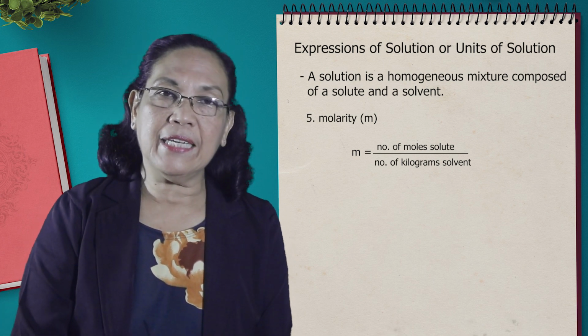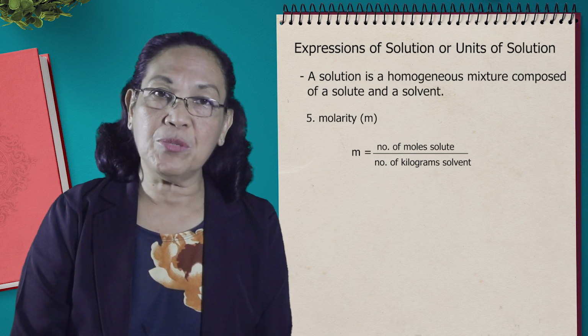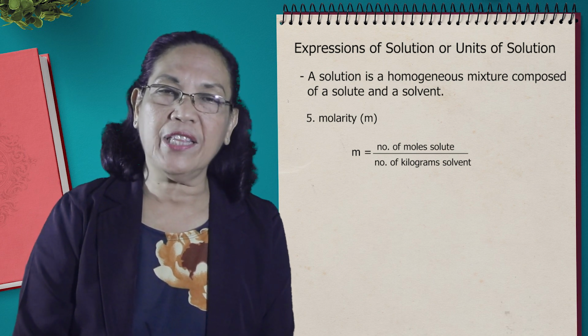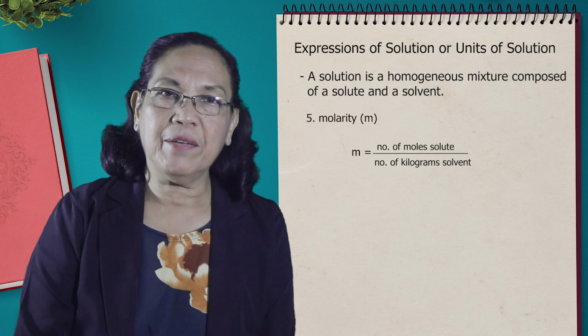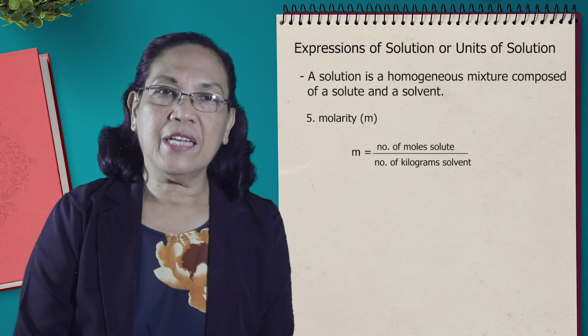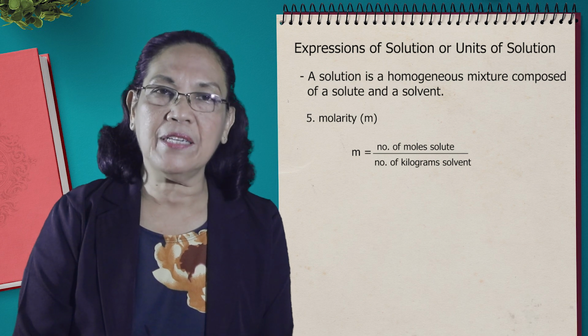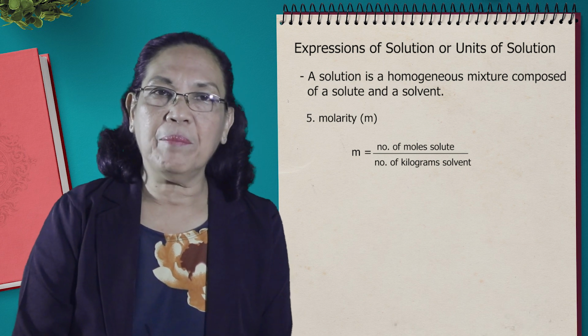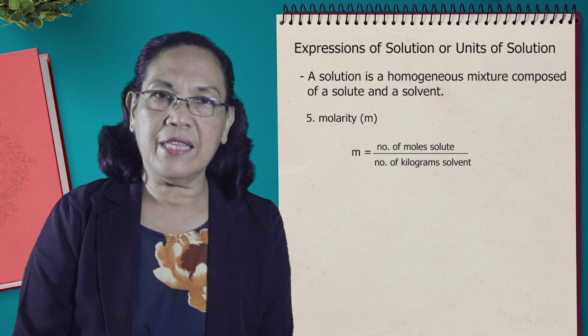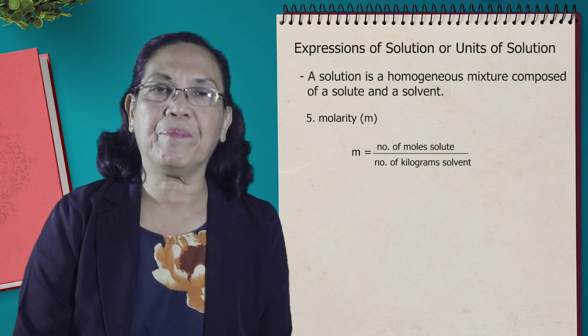This molality is given the symbol small m to differentiate it from molarity, because both start with the letter M. For molarity, it is given the symbol capital M. But for molality, this is given the symbol small m.